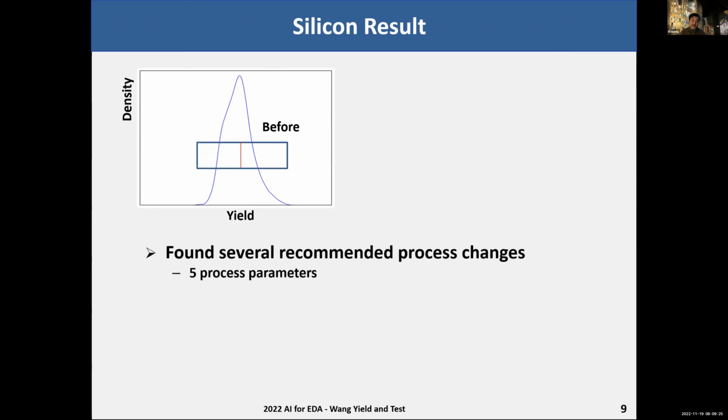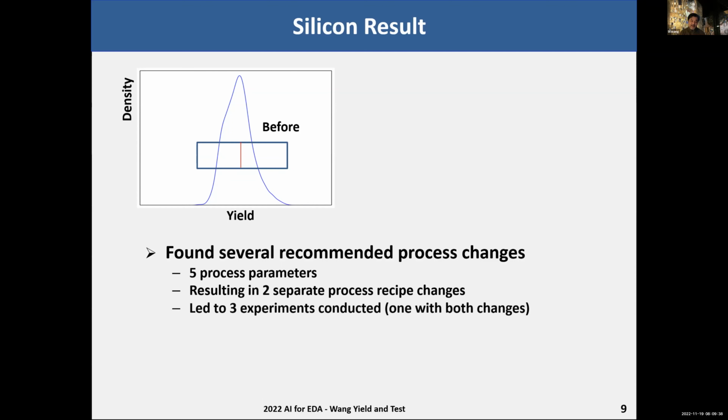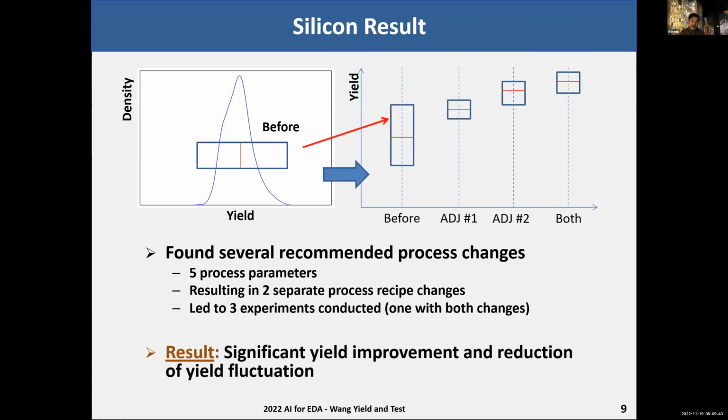Eventually, we found 5 relevant process parameters, which resulted in 2 separate process recipe changes, agreed by the foundry. The foundry did 3 experiments, with 1 experiment including both changes. The results showed significant yield improvement and reduction of yield fluctuation. As seen in this chart, each change contributes its own yield improvement, and when we implemented both changes, that got us the best results.